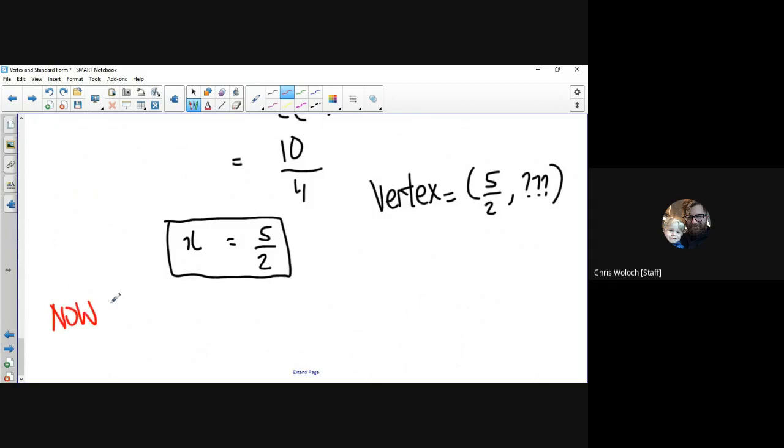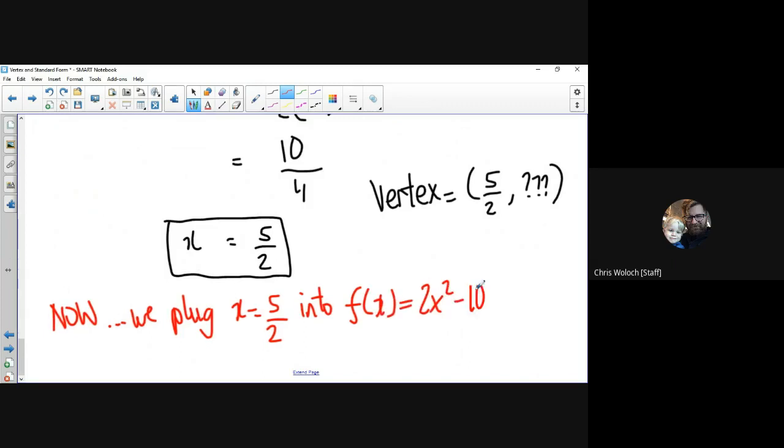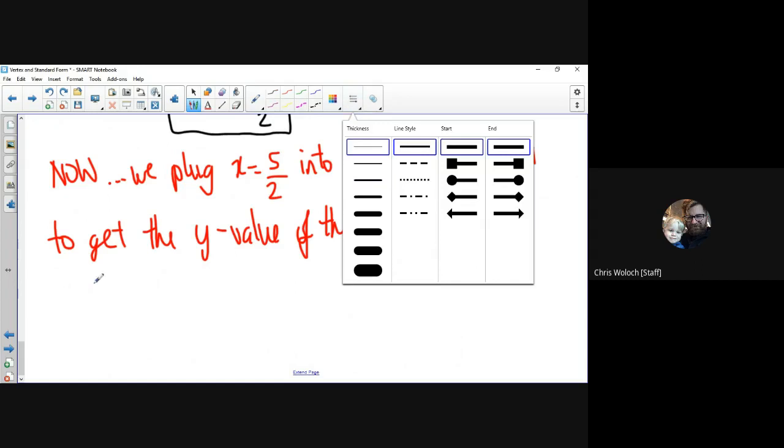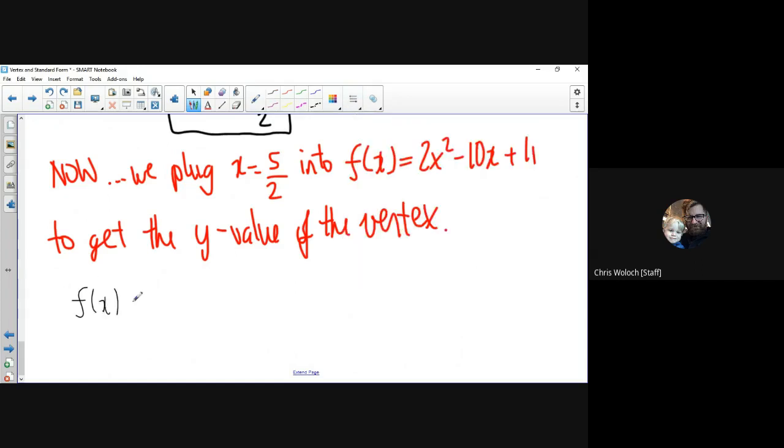Okay, so now we plug x equals 5 over 2 into f of x equals 2x squared minus 10x plus 11 to get the y value of the vertex. So let's do that. And then most of our heavy lifting for this part is going to be finished.